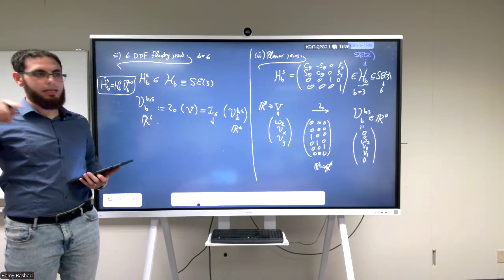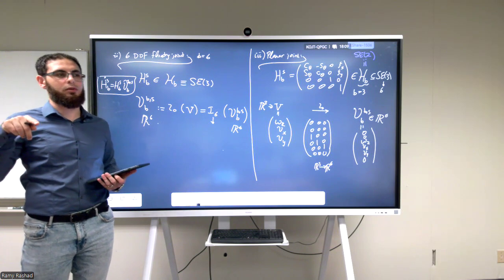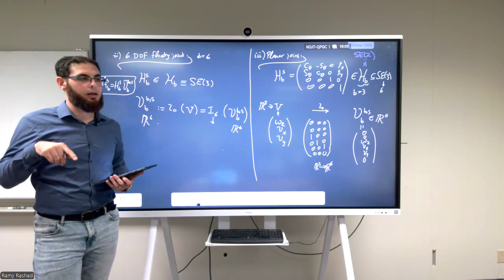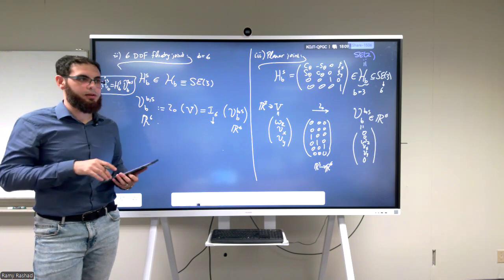SE2,3 is something else. I think this is something related to estimation or something like that. It doesn't appear in this space.